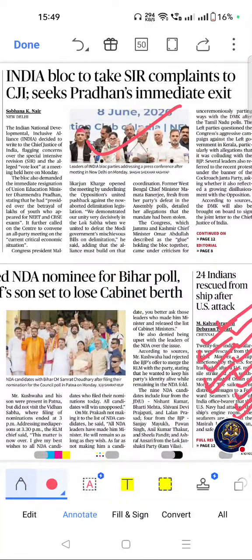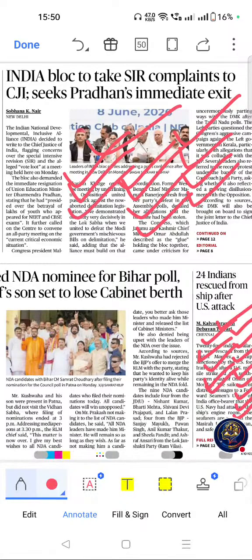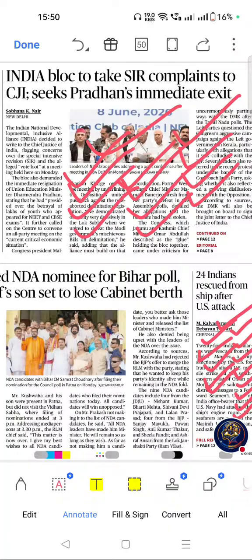India bloc to take SIR complaints to CJI, seeks Pradhan's immediate exit. If you see the importance of this topic, election reforms are a recurring UPSC topic. Constitutional institutions frequently appear in exams. Governance and accountability issues are important, and it is relevant for democratic processes. You will get questions on the Election Commission, electoral reforms, constitutional bodies, and democratic governance. Key themes are electoral integrity, democratic institutions, constitutional governance, and accountability. Move on to the next important topic from this page.